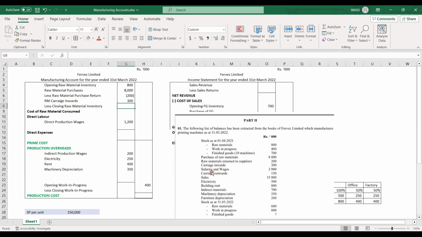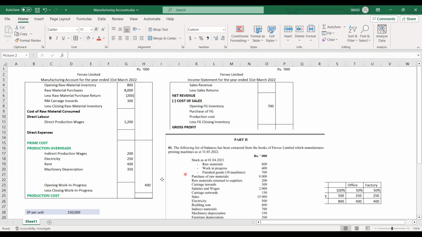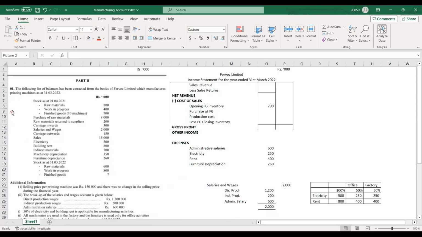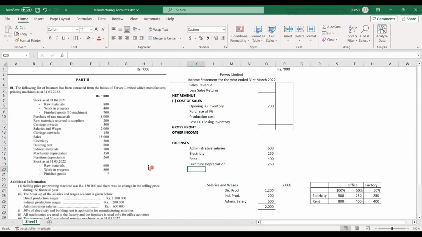Salaries and wages. Remember, we already broke it down and recorded that. Carriage outwards. Remember, carriage outwards is a regular expense. Carriage inwards is the expense that you pay to transport the goods inside the company, right? That's why it's carriage inwards. And carriage outwards is basically delivery charges to deliver it to your customers.